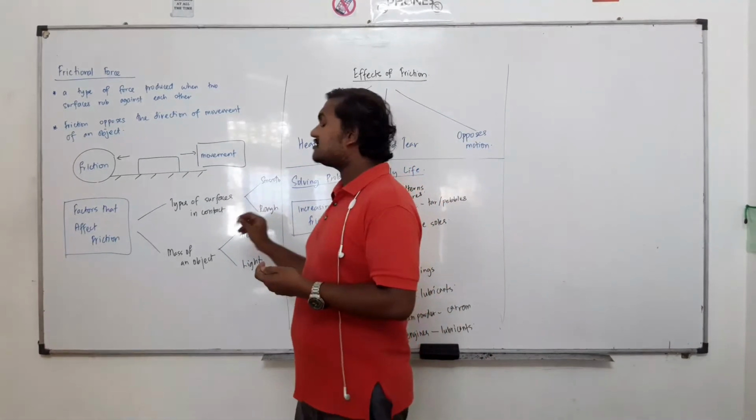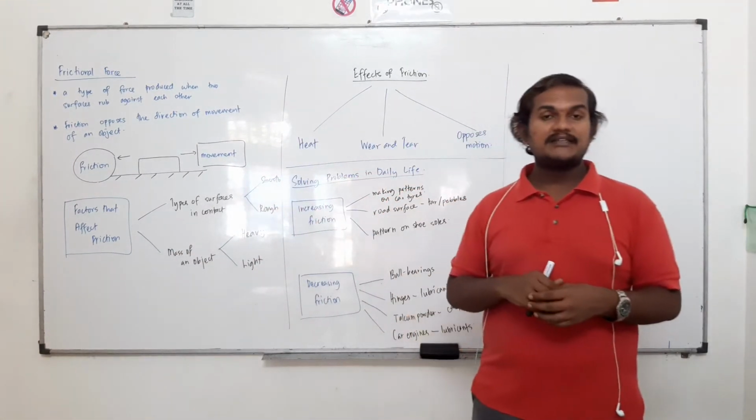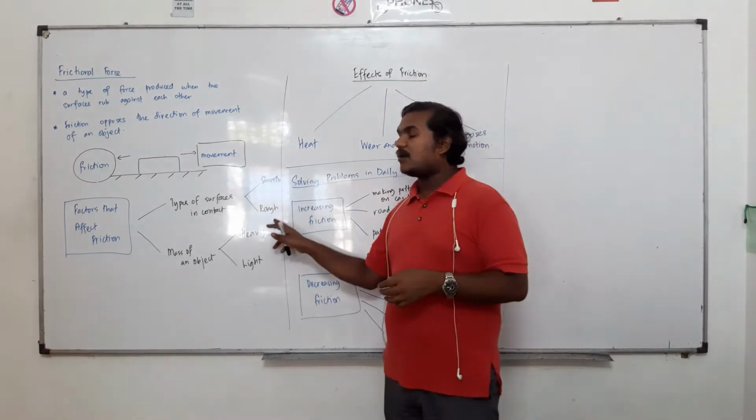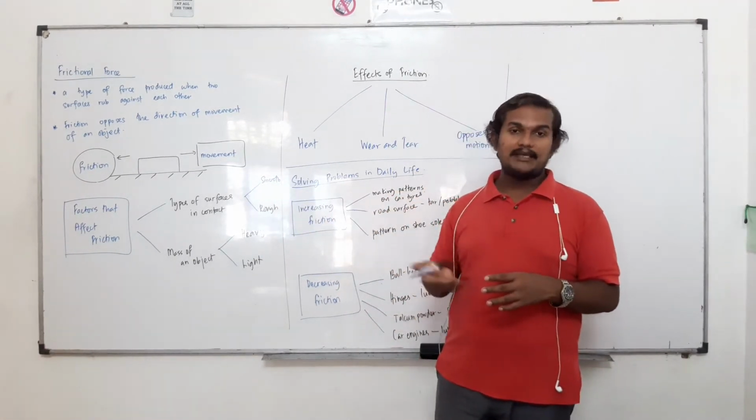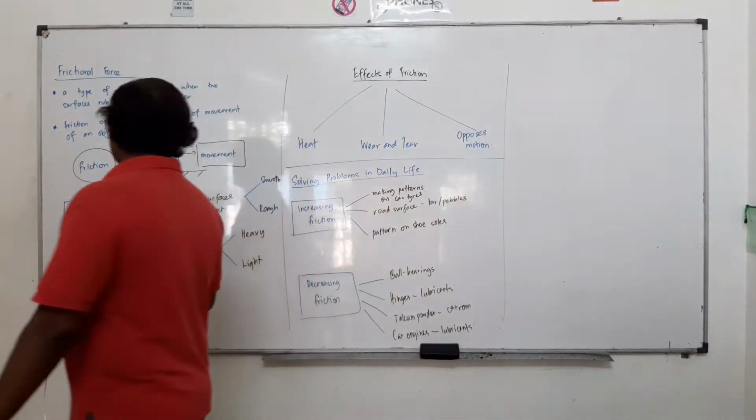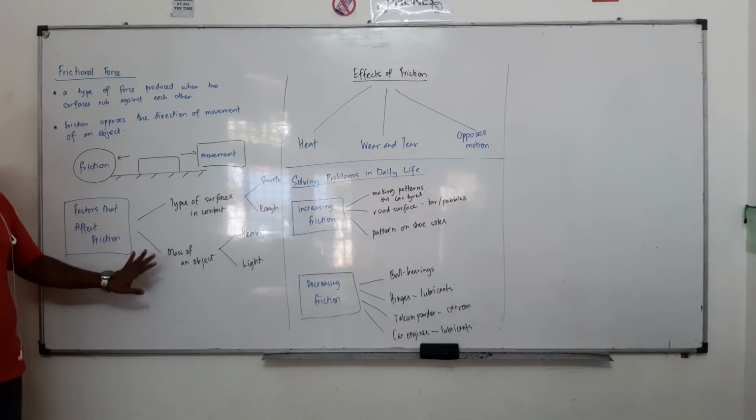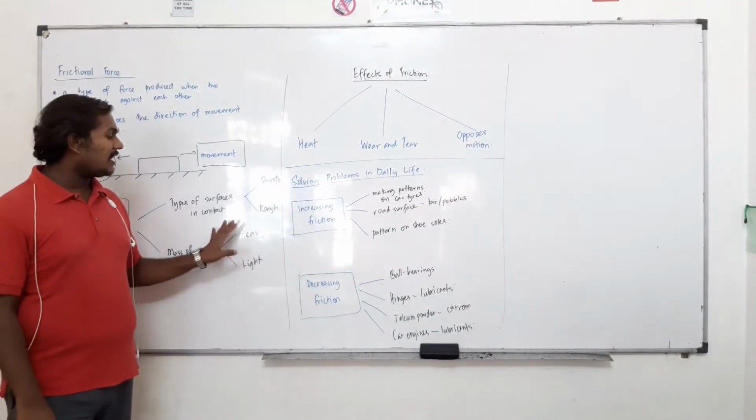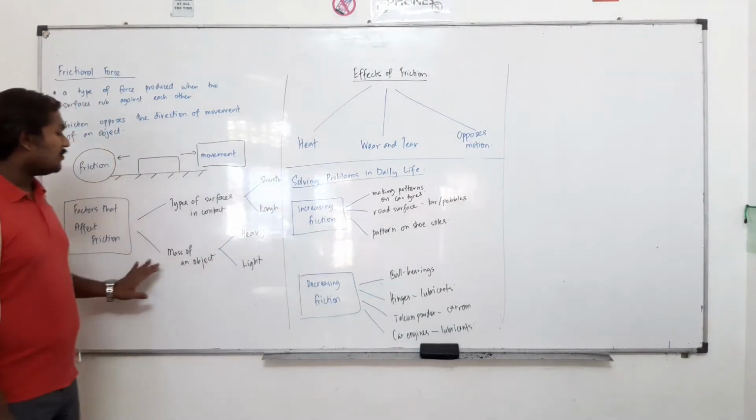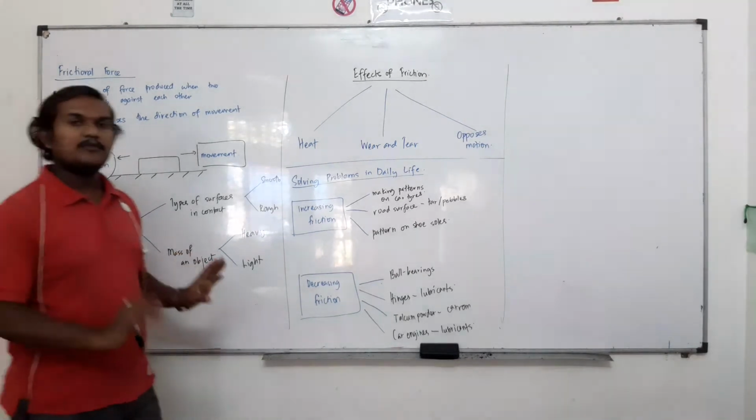For rough surfaces, for example a carpet, the carpet has rough surfaces, so it will produce more friction compared to the mirror. The next factor is the mass of an object. We can categorize mass into two categories, either heavy or light. Heavy objects are very difficult to move.